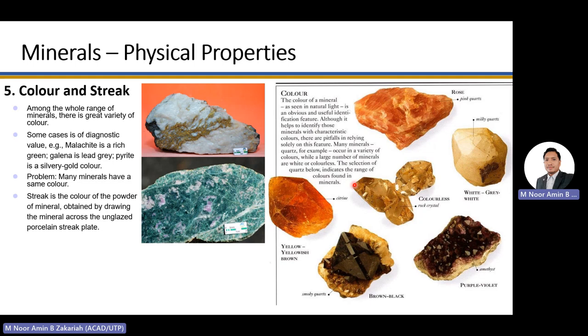Amphibole can be green, brown, black, or white based on the presence of ferrite. Pyroxene can be green, brown, black, and white. So if you are interested in learning about the physical properties of minerals, there are many resources available online and in libraries to show you the variety of color within the same type of minerals.